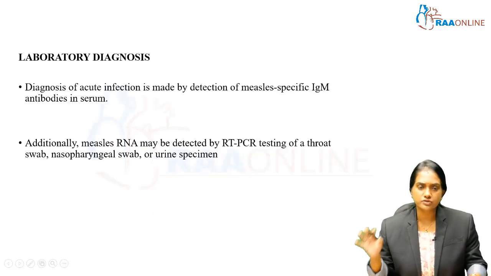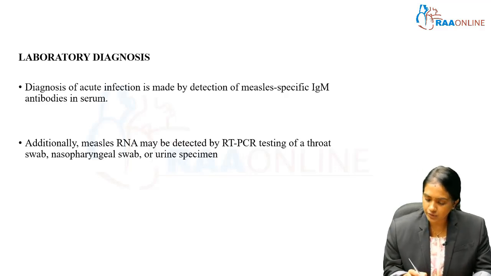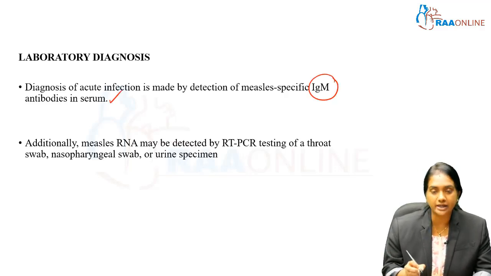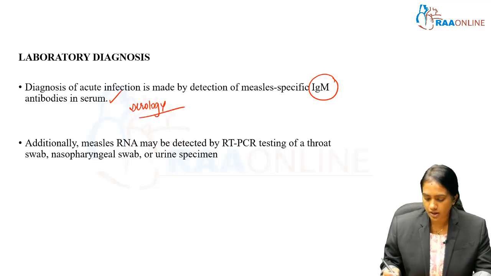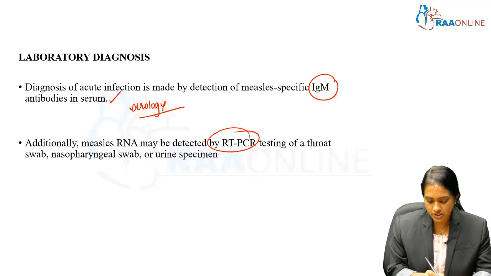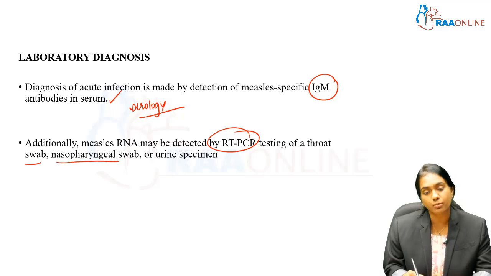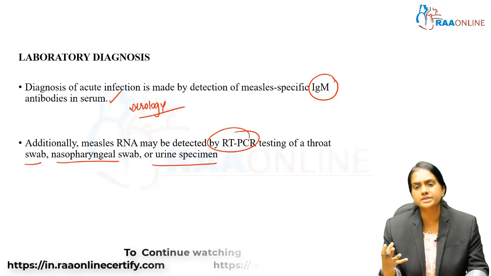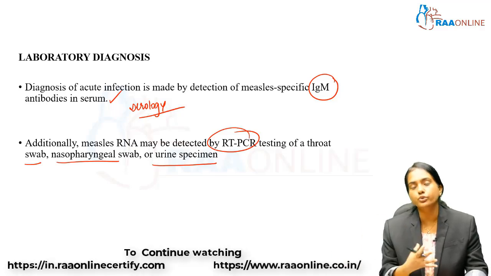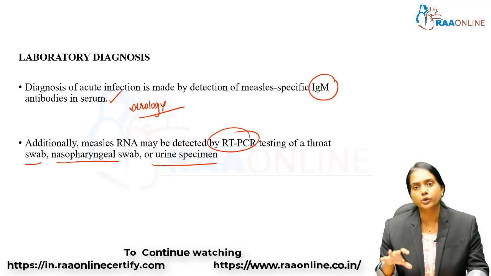The laboratory diagnosis of acute infection can be made by IgM antibodies in serum, that is, serology. Additionally, you can do an RT-PCR using a throat swab, a nasopharyngeal swab or even a urine specimen. Since the virus is present in these, we can take the swabs and do an RT-PCR, or you can also do serology to find out whether it is an active or primary infection or a latent infection.